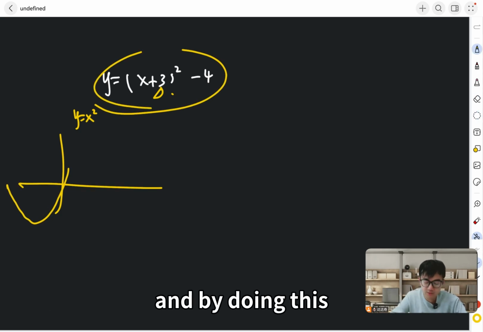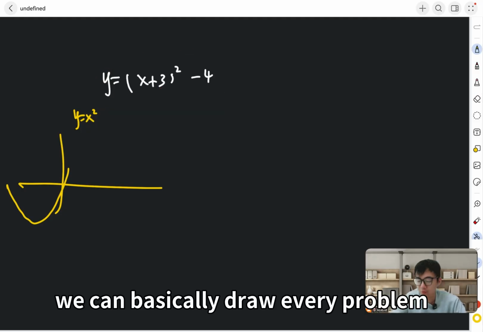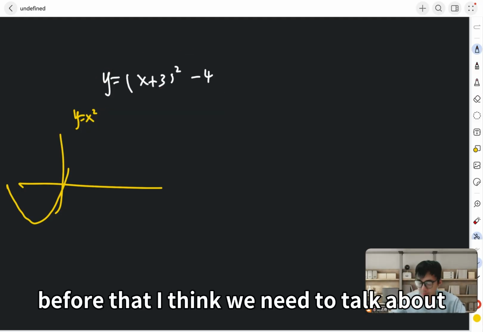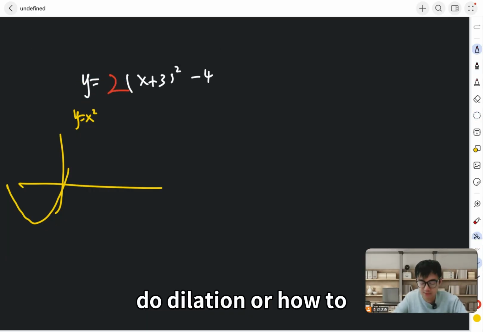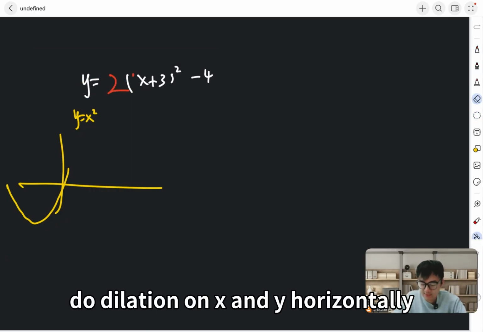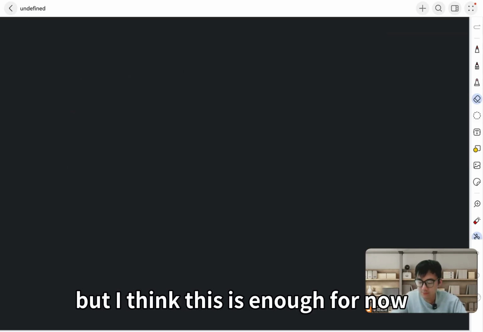And by doing this, we can basically draw every parabola. But before that, I think we need to talk about something more complicated, like how to do dilation on the x and y horizontally. But I think this is enough for now.